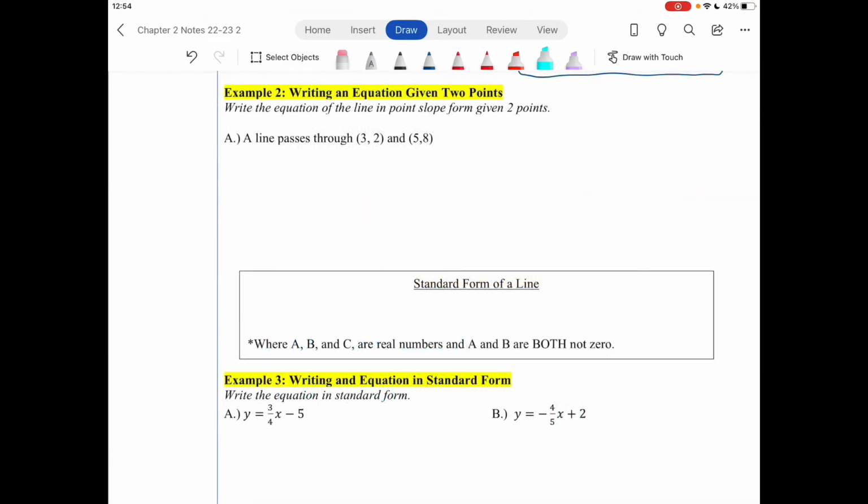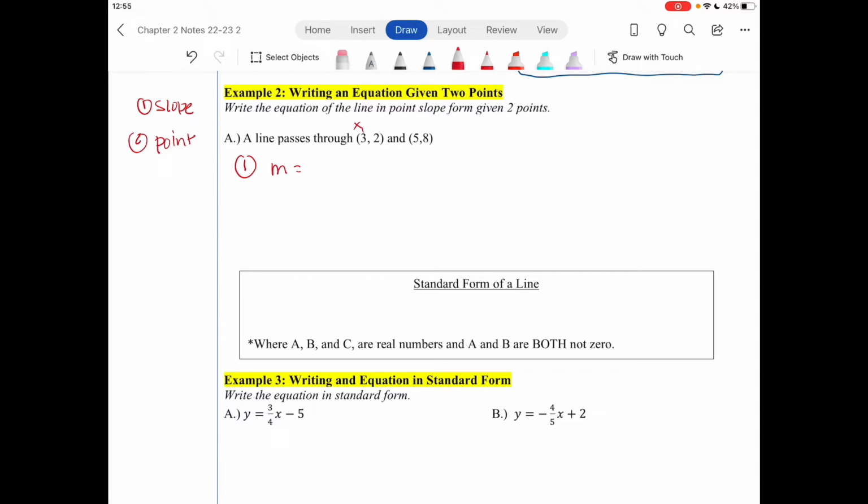Now, what if we want to write the equation of the line in point-slope form if we're given 2 points? Well, if we're going to do it in point-slope form, we need 2 things. First, we need to know the slope, and second, we need to know a point. We have 2 points, but we don't have the slope. With those 2 points, though, we can find the slope, just like we did in the previous lesson. So first, we need to find that slope.